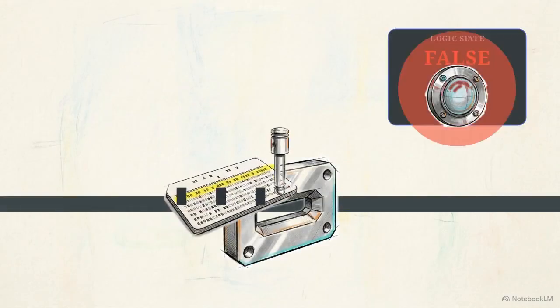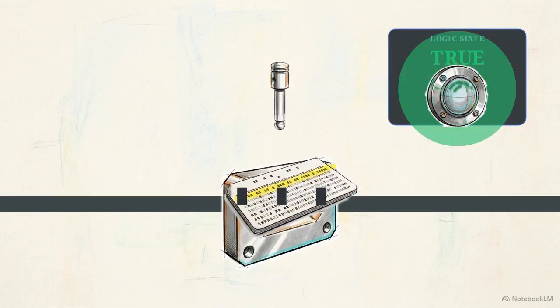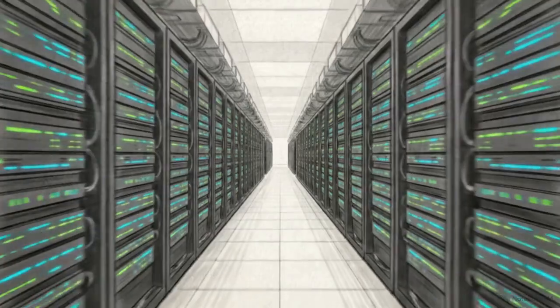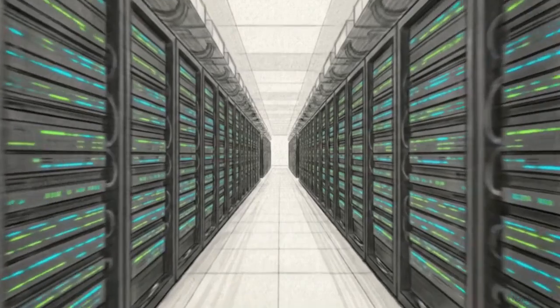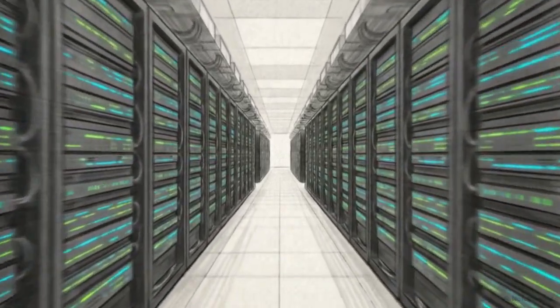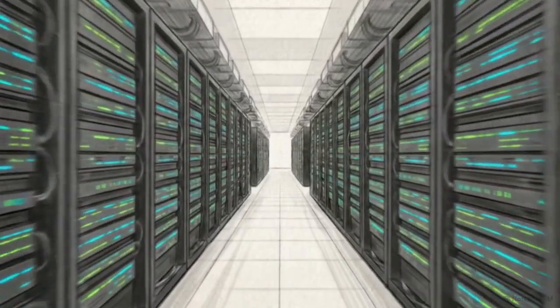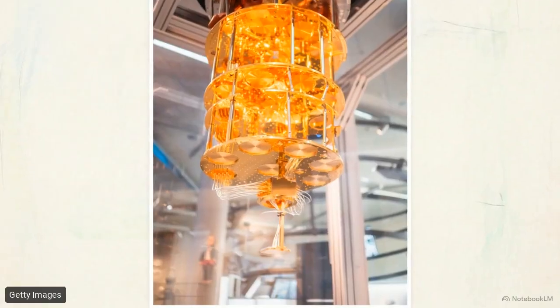A specific location on the paper either has a hole or it doesn't. Yes or no, true or false. Decades of digital architecture and the software we use every day function precisely because they rely on that definitive binary baseline. But as we move into the realm of quantum mechanics, that certainty disappears.